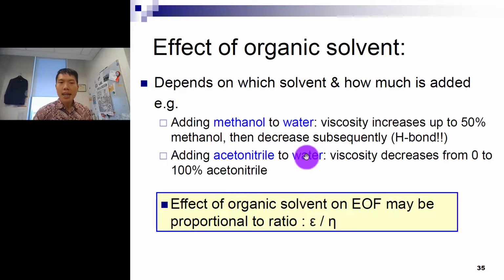and then decrease. But if you add acetonitrile to water here, it will decrease, right, the viscosity from 0 by 100% to acetone. So you see that the effect of adding water to two different organic solvents has a different effect, right? So in CE, most of the time we prefer to use acetonitrile based on experimental findings. The conclusion here is that the effect of different kinds of organic solvent, even though you have certain form of hydrogen bonding or not, on the EOF may be proportional to the epsilon over your nu.